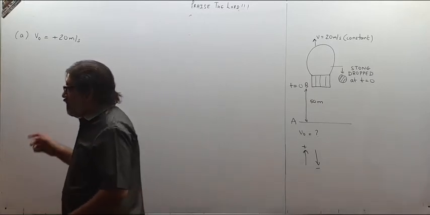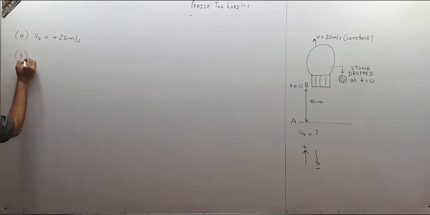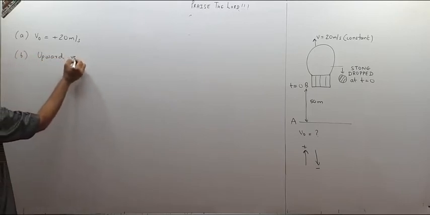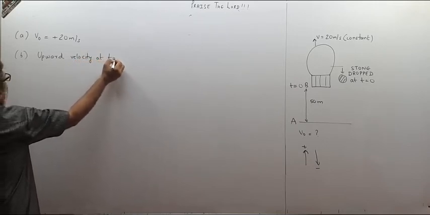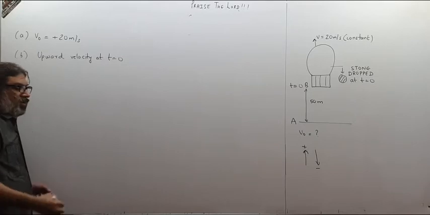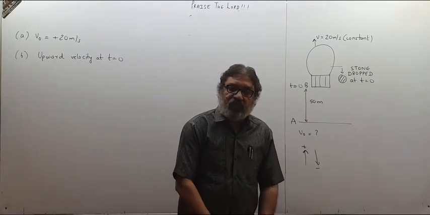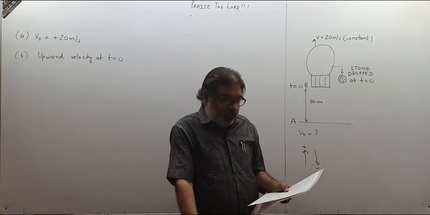So the first question is, velocity is 20 meters per second. The next question was, what is the direction of velocity? It is upward. Upward velocity at t equal to 0. So at t equal to 0, the direction of movement and direction of velocity of the stone will be in upward direction. Value will be 20 meters per second.